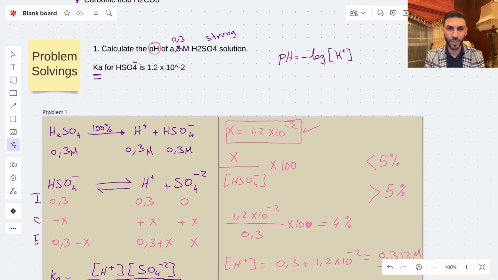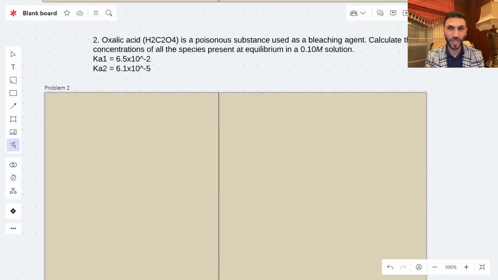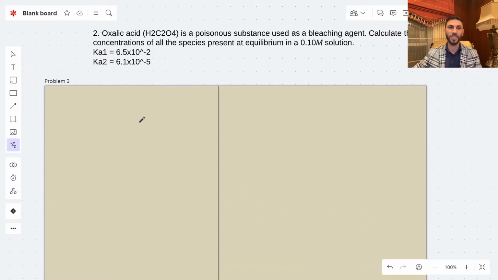I hope you guys understood this problem, but to make sure that we understand it, let's solve this problem very quickly. Oxalic acid, H2C2O4, is a poisonous substance used as a bleaching agent. Calculate the concentrations of all species present at equilibrium in a 0.1 molar solution. You have Ka1 and you have Ka2.